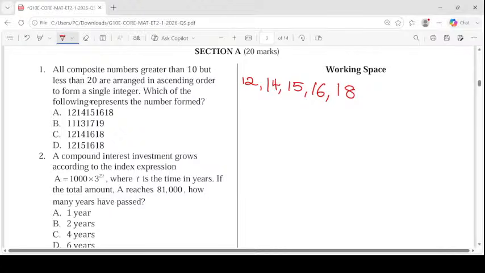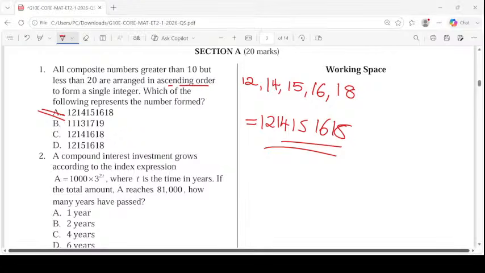But now they are arranged in ascending order. When you are told ascending order, that should be from the smallest to largest. So the number will be 12, 14, 15, 16, and 18. We look at the choices. The one that exactly matches what we have is choice A for apple. So for question number 1, the correct answer is A for apple.